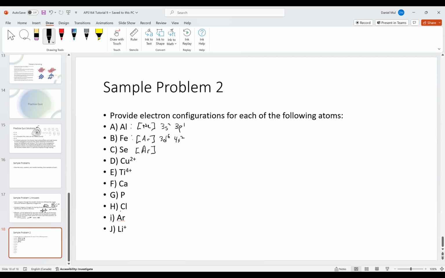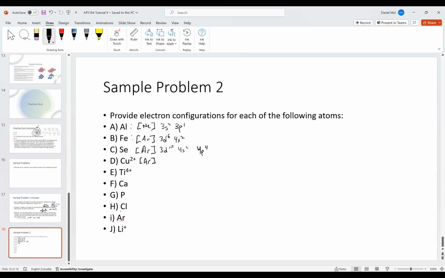Okay, for selenium, I'm trying to look for it on the period table. Okay, I'd have argon in brackets again. I'd have 3d10, 4s2, and then 4p4.